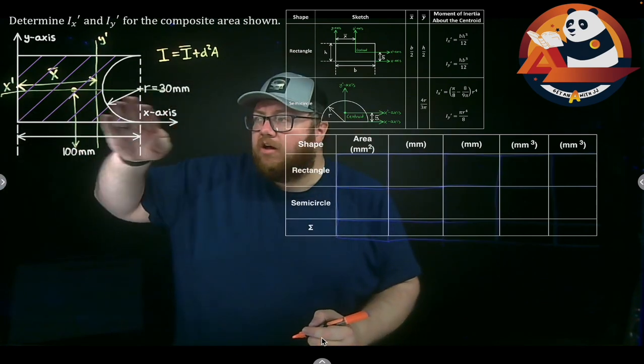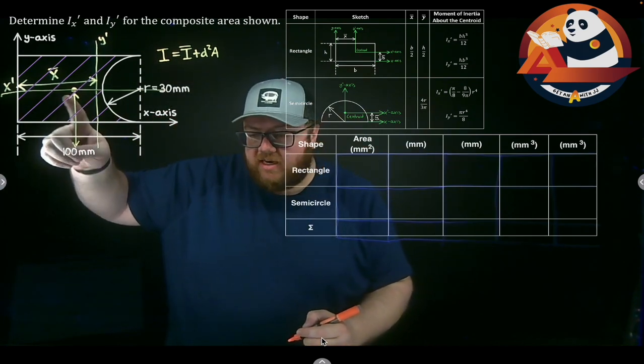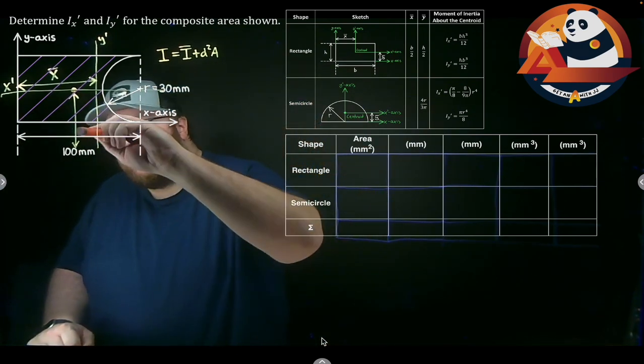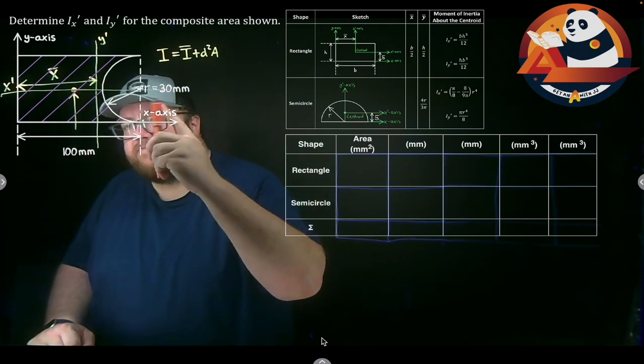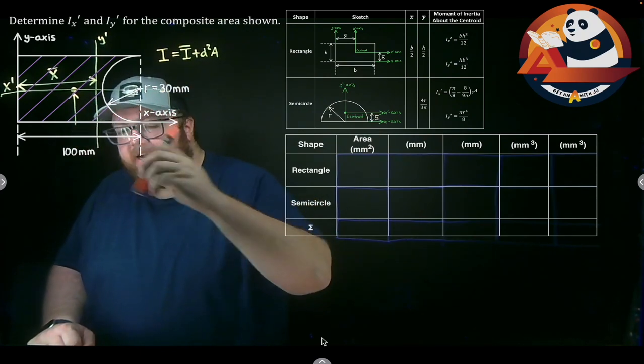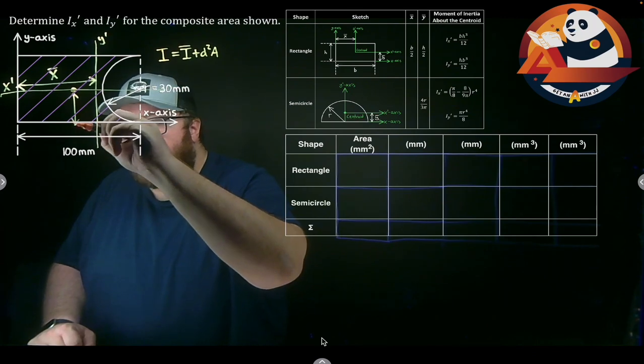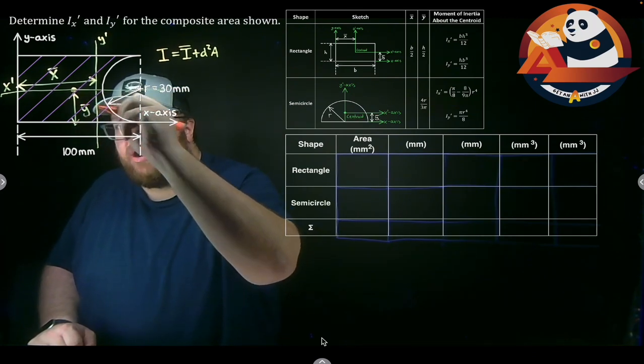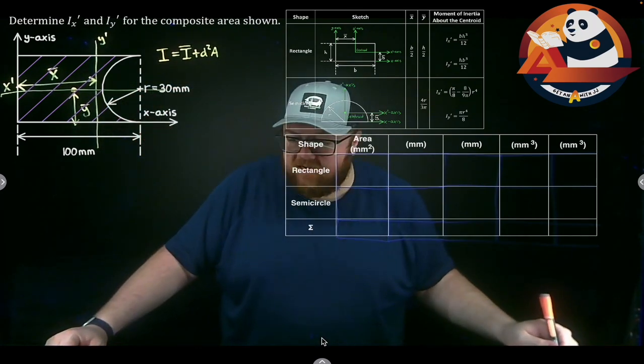My centroidal x-axis goes through the centroid. I would need in here to figure that out. I need a y distance from the x-axis up. What's my y bar? That is where I'm going to go with that to try to solve that problem.